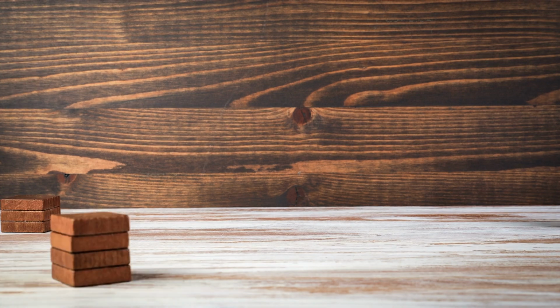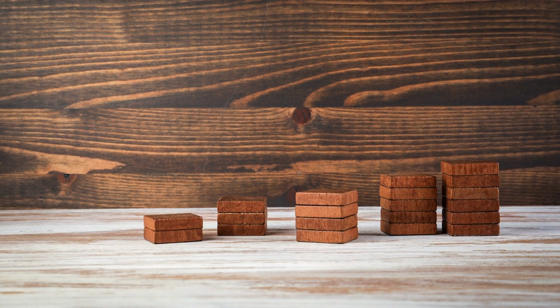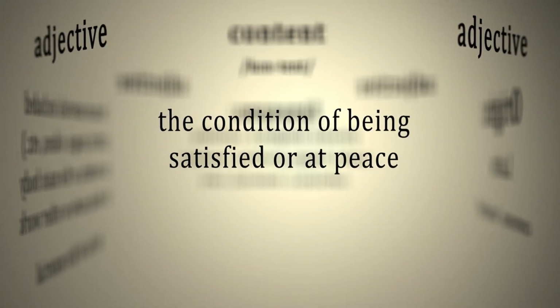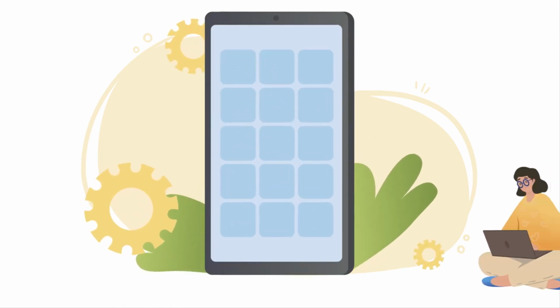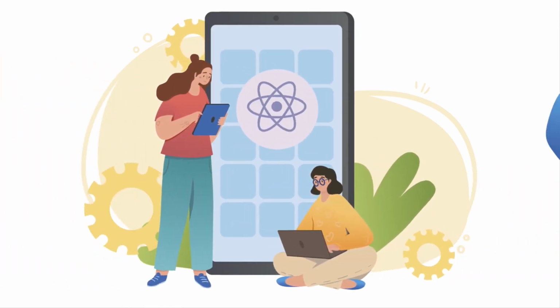Gary Vaynerchuk emphasizes the importance of native content. He says, "Content is king, but context is God." This means creating content that feels native to each platform, rather than reposting the same content everywhere.